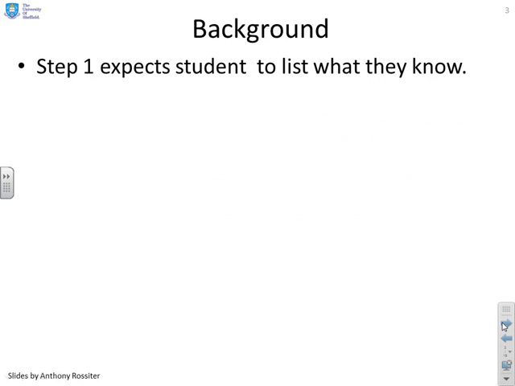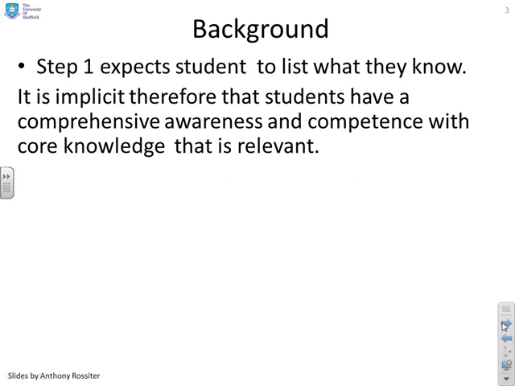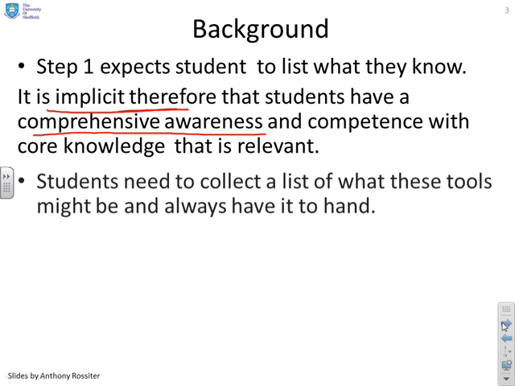So, just an illustration. Step 1, you expect students to list what they know, and therefore it's implicit that students have a comprehensive awareness and competence with the core knowledge for any given topics. You will not be able to do problem solving if you've not got good competence in all the key formula and assumptions, etc., for a given topic.